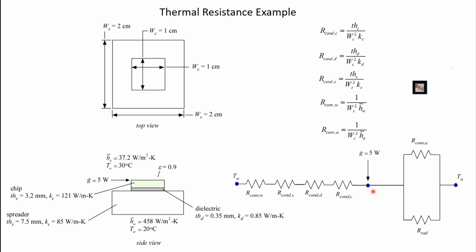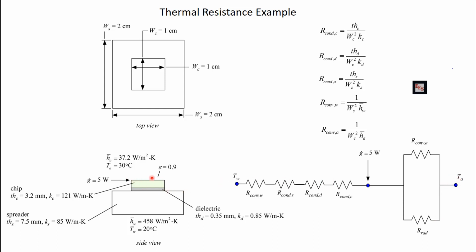So here, this is the node that represents the top of this chip, and that's where the 5 watts enters. You can see the 5 watts has a choice. Some of it can go to the air and the surroundings, and that happens by radiation and convection. So that's what I have going this direction: convection to the air, and radiation to the air, and that gets me to T air.